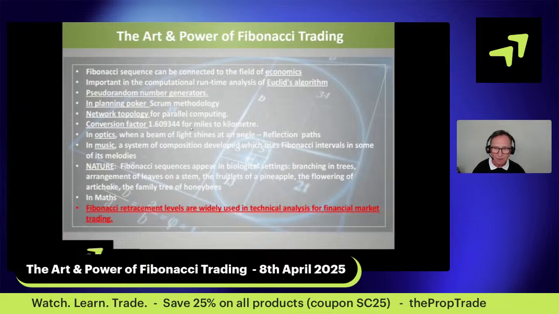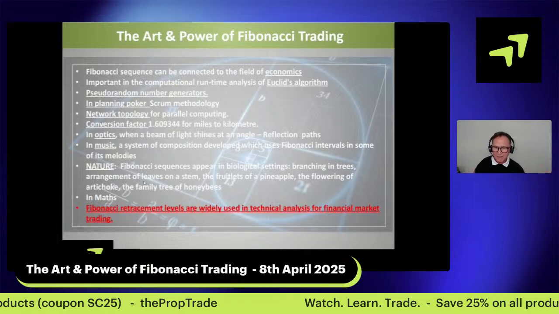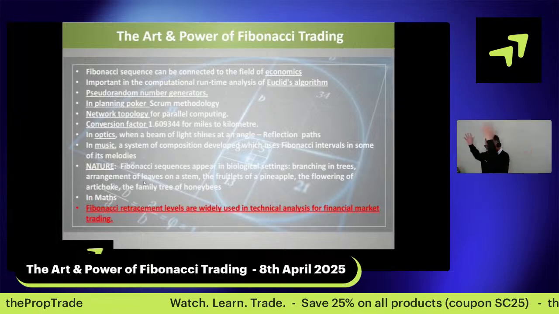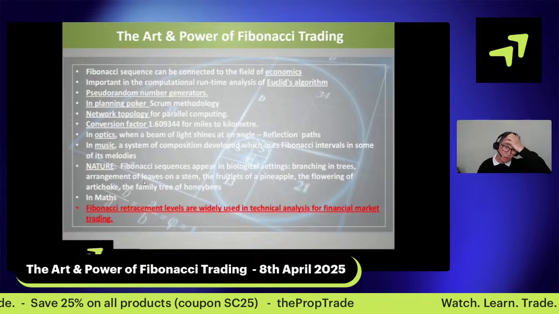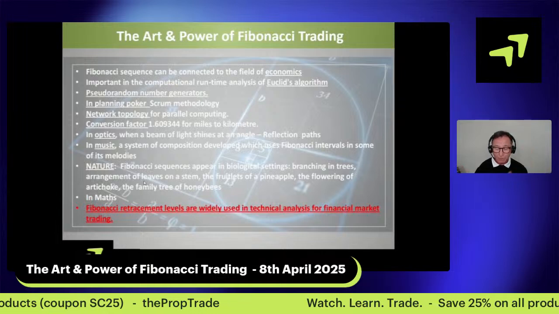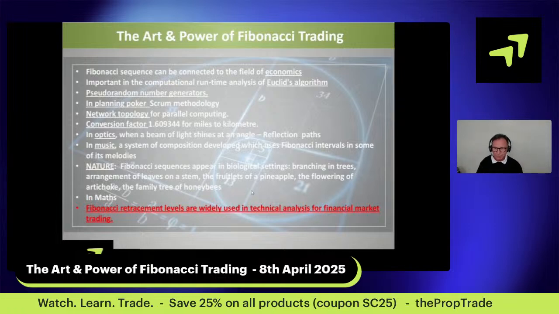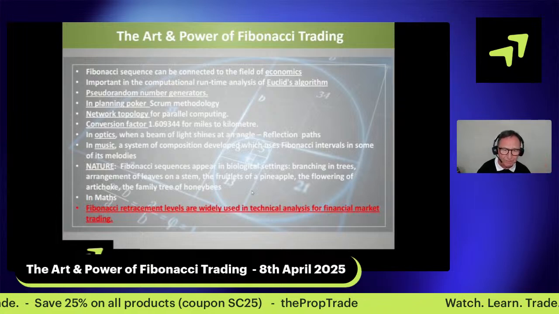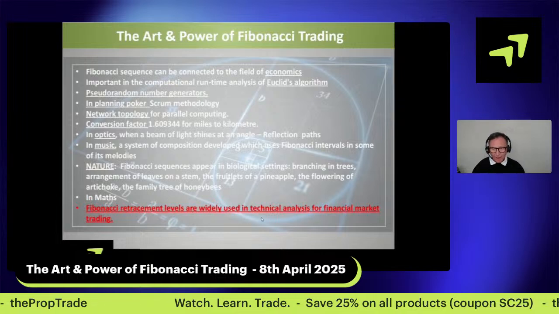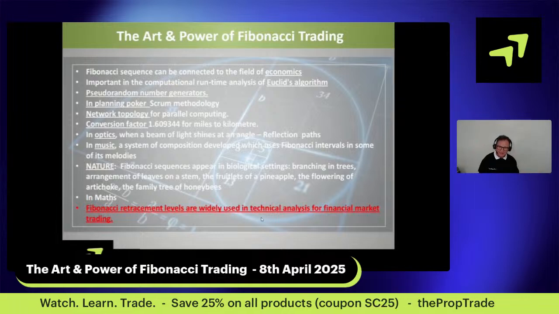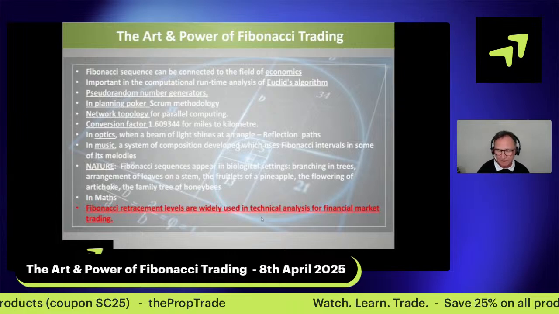Converting miles to kilometers uses 1.609. It's one of the Fibonacci numbers. We'll come on to that in a minute. Optics, music, nature, it's everywhere. If you go out into a wild field, you will see the Fibonacci sequence in biology all over the world, wherever you go, whether it's in trees, leaves, stems, fruits, whatever it may be. I've got some examples coming up next. And also mathematics, and that's how it drifted into technical analysis and financial markets.